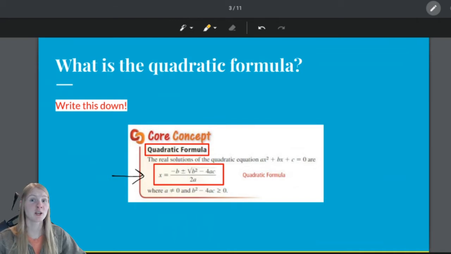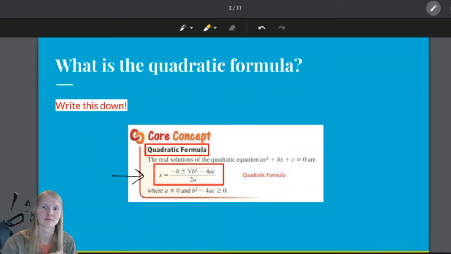x equals negative b plus or minus the square root of b squared minus 4ac all over 2a. I didn't even have to look at it to be able to remember that. So, if you want an easy way to remember the quadratic formula, sing the Jack in the Box Cranky song, and then you can remember it. So x equals negative b plus or minus the square root of b squared minus 4ac all over 2a.